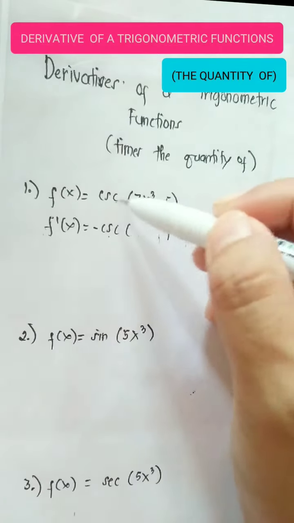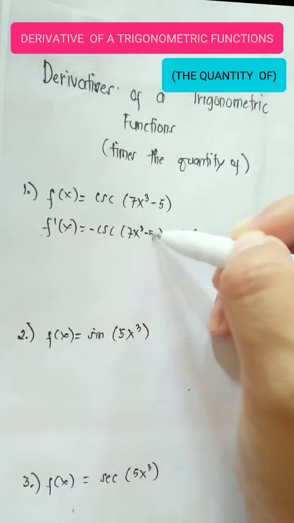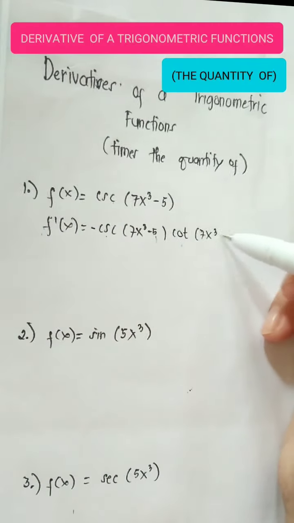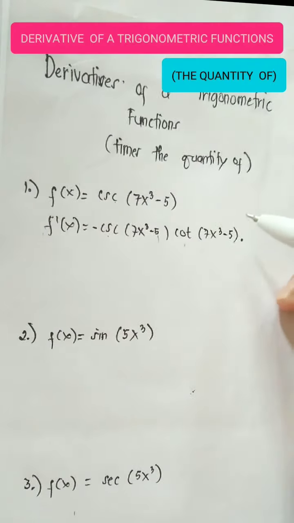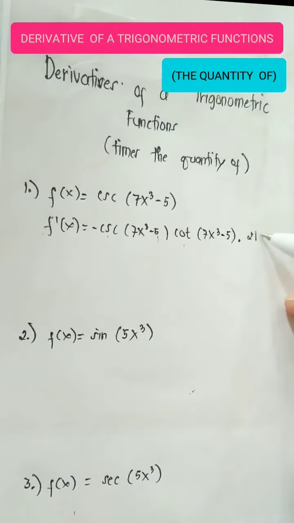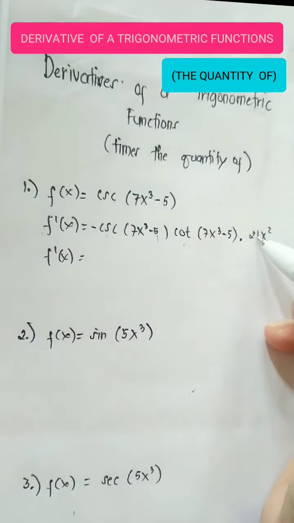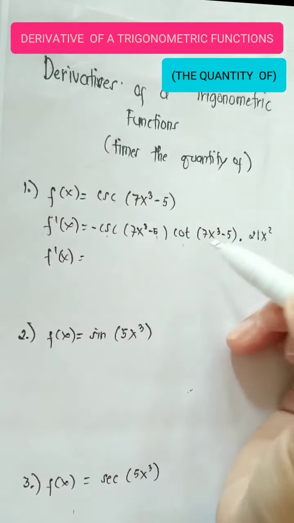Since the argument of the cosecant here is 7x cubed minus 5, we simply copy 7x cubed minus 5, times the derivative of the inside parentheses. That is 7 times 3, 21x squared. So now, our answer will be 21 times negative cosecant 7x cubed minus 5.